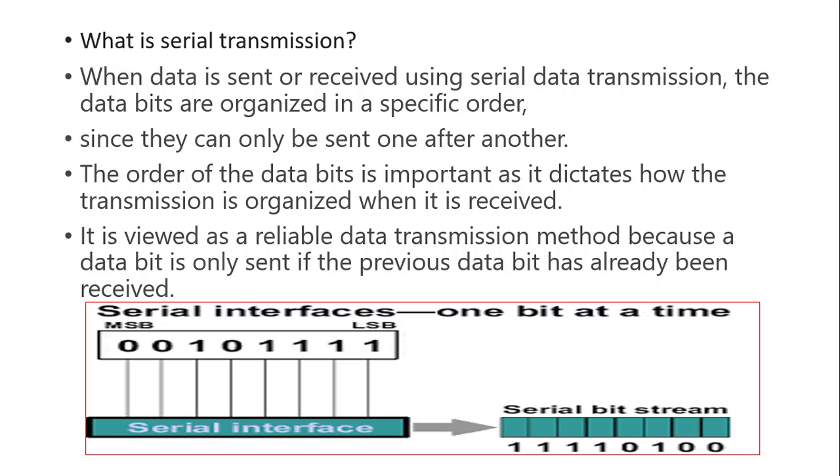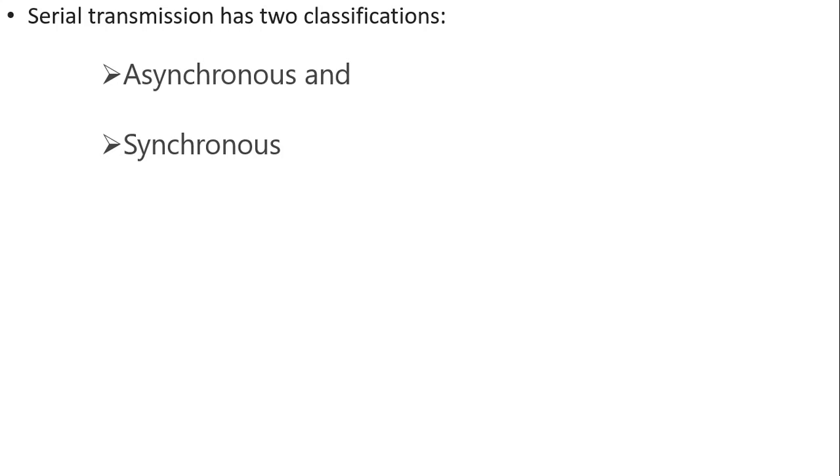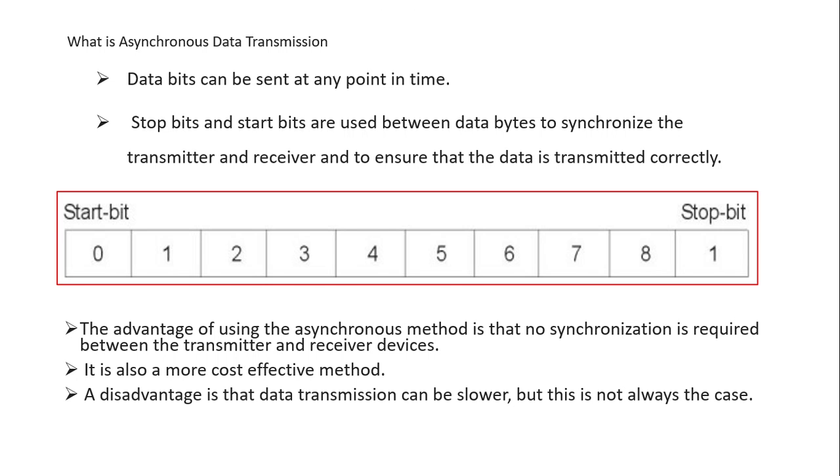Serial transmission is of two types. It is classified as asynchronous and synchronous data transmission. Remember, serial transmission is a bit by bit transmission of data, whereas parallel transmission is transmitting data through multiple channels at the same time. Now in serial transmission we have two types, asynchronous and synchronous.